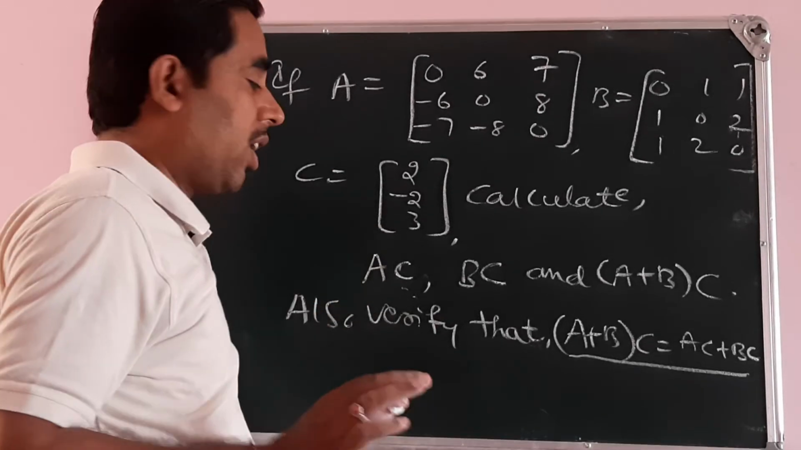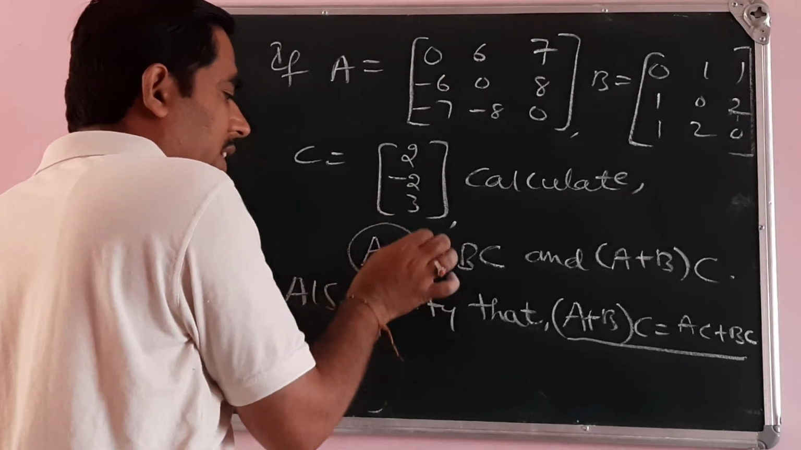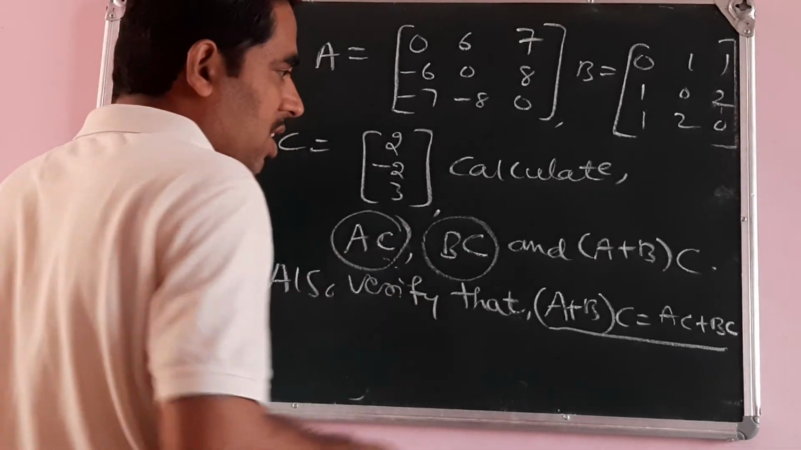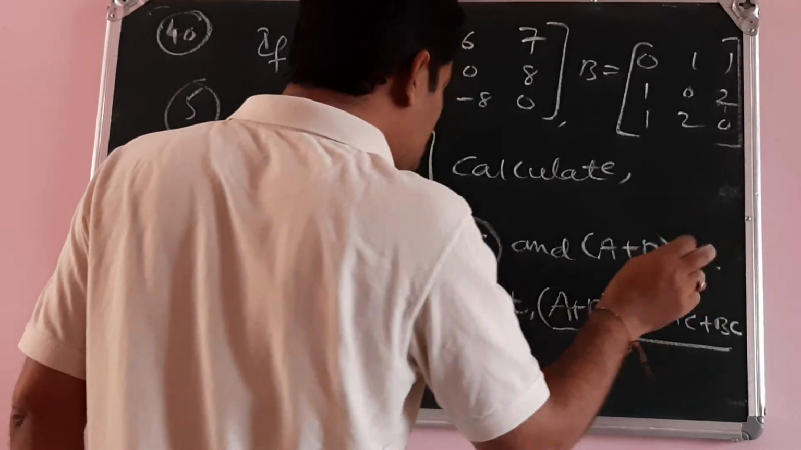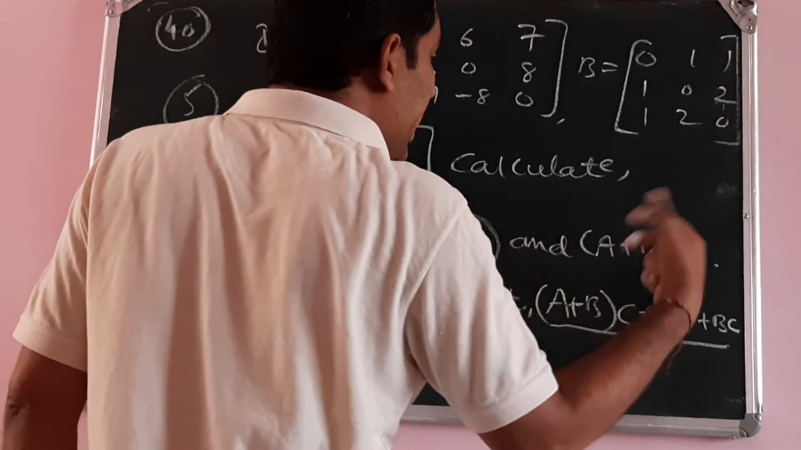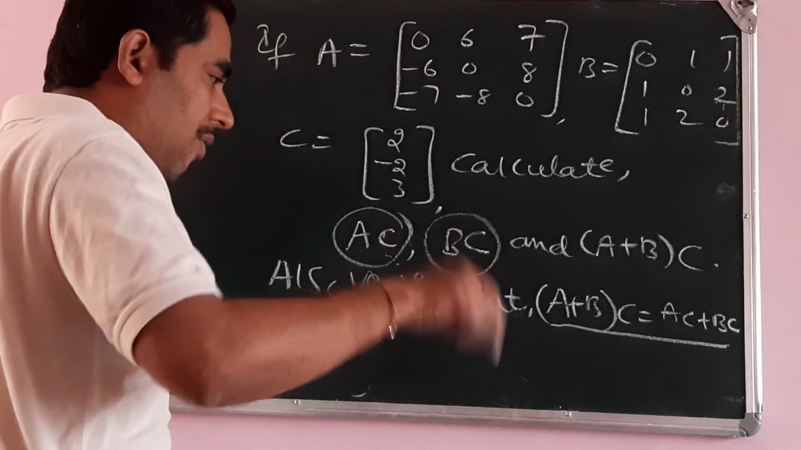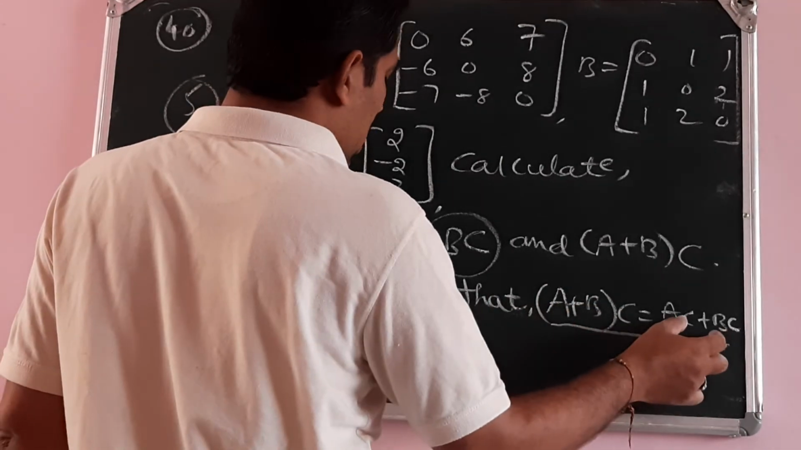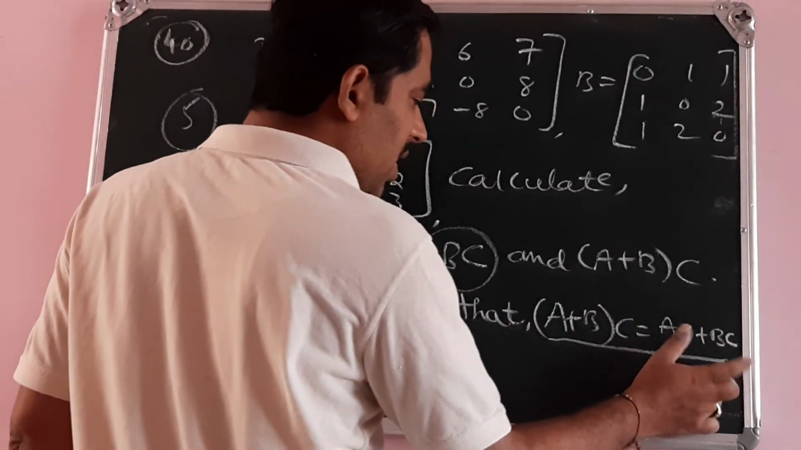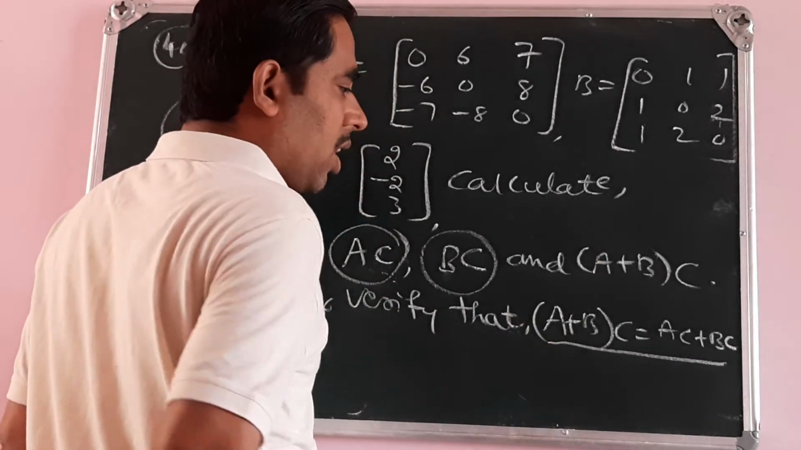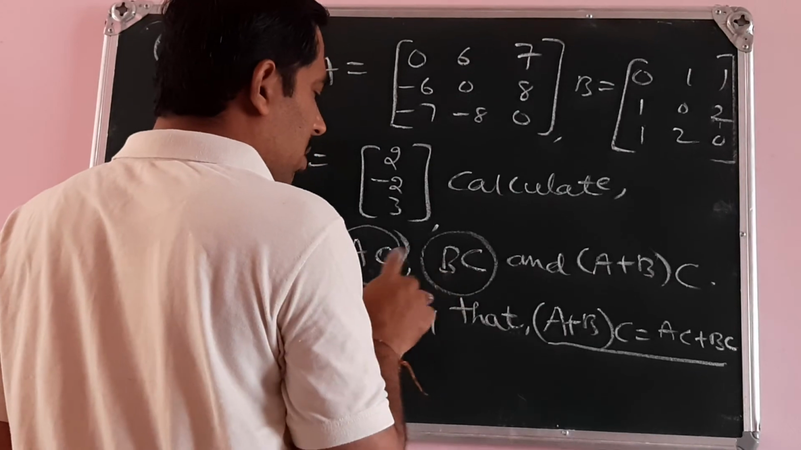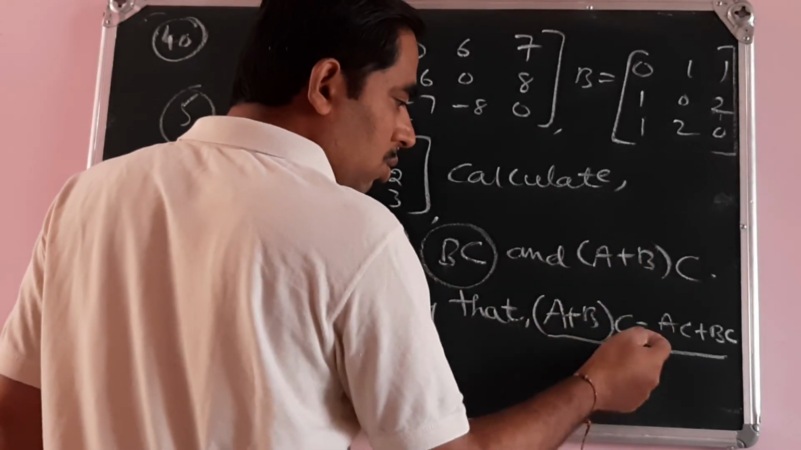What is the question here? We have to find the product of A and C, and the product of B and C. So it is multiplication of matrices. Then A plus B into C. So there are 3 products: AC, BC, and A plus B into matrix C. Afterwards you take LHS and RHS. After finding AC and BC, add AC and BC and keep that answer. Then A plus B into C. You see, the sum of AC and BC should be the same.